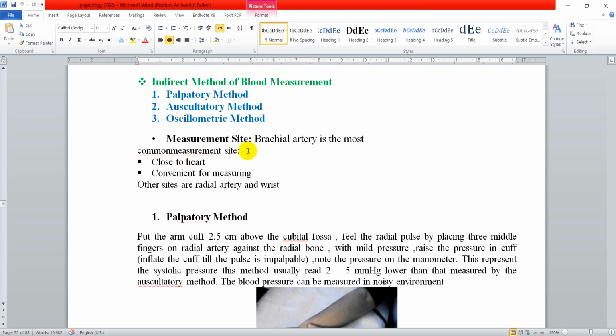The sites of measurement of blood pressure include the brachial artery, which is the most common measurement site. Why? Because it is close to the heart and convenient for measuring. Also there are the radial and wrist arteries. Okay. Palpatory method.